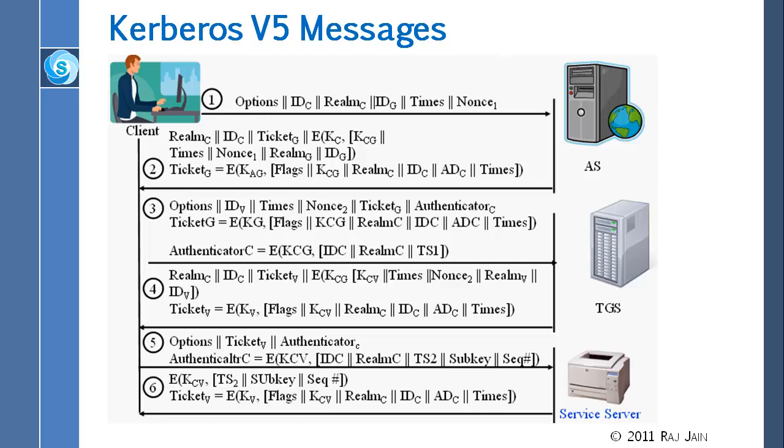Here's the key to use. Then the client takes that thing and sends it to the TGS. It creates a new nonce and everything else, but the important thing is everything is clear here except for the ticket and authenticator. These two are encrypted. They go to the TGS. The TGS sends back the ticket for the server.